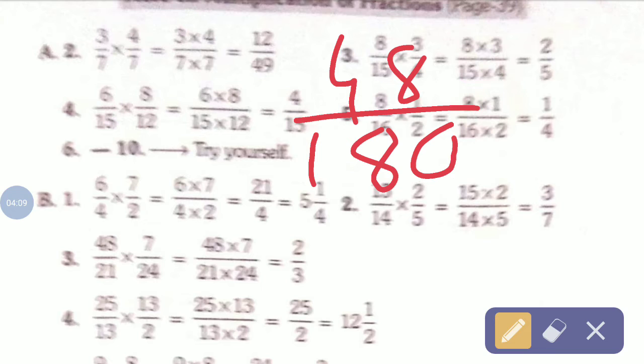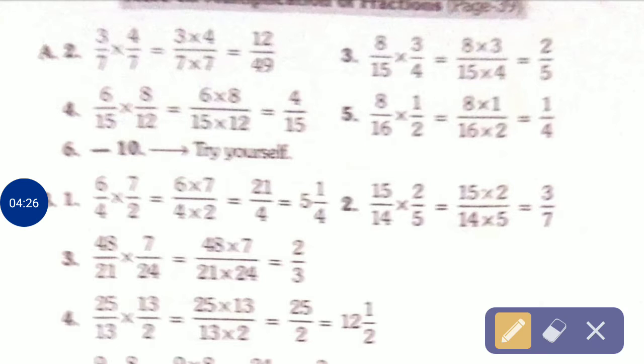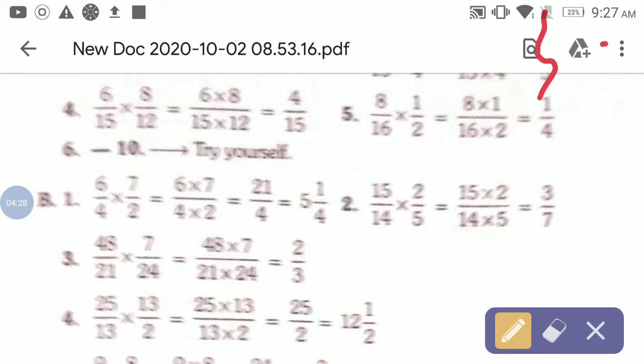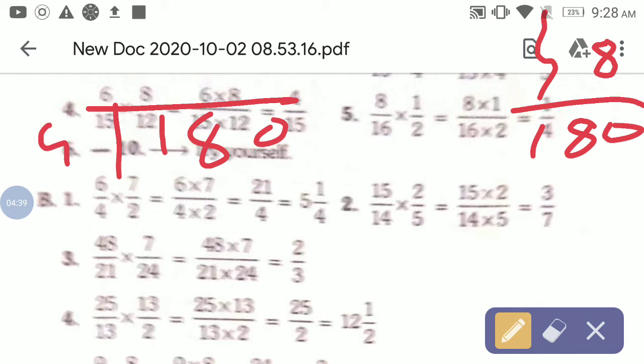Now again we have to reduce it because these are very big numbers. By which number do we have to divide it? We have to think about it. So it's better to find the HCF. You get the answer 48 upon 180. So what will we do? We will find the HCF by the long division method.